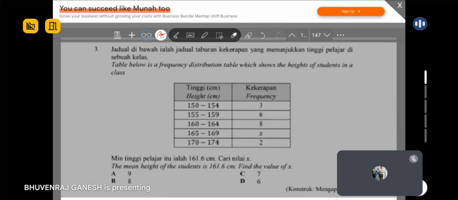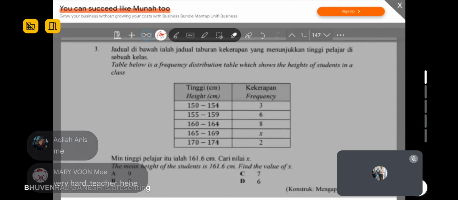So anyone? Answer? Jawapan? Come on. A, B, C, D. Anyone bila nampak soalan ni tak tahu macam mana nak buat? Cuba komen. When anyone see this type of question, they don't know how to do. Blank. Very hard, guys. Later I show the working.